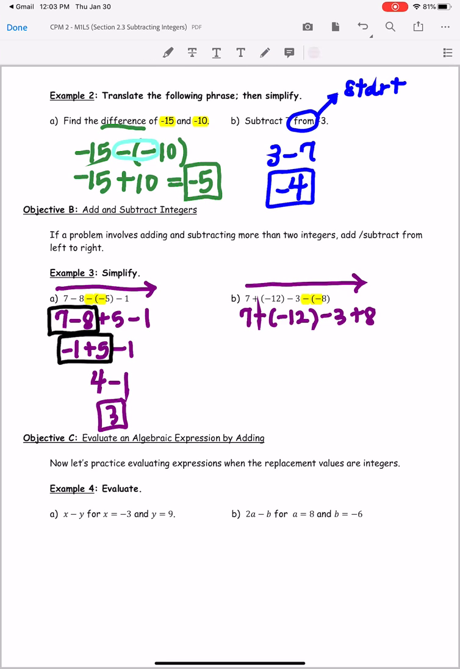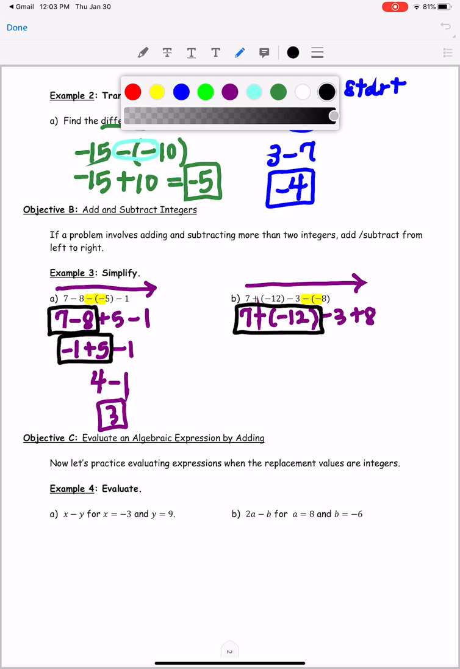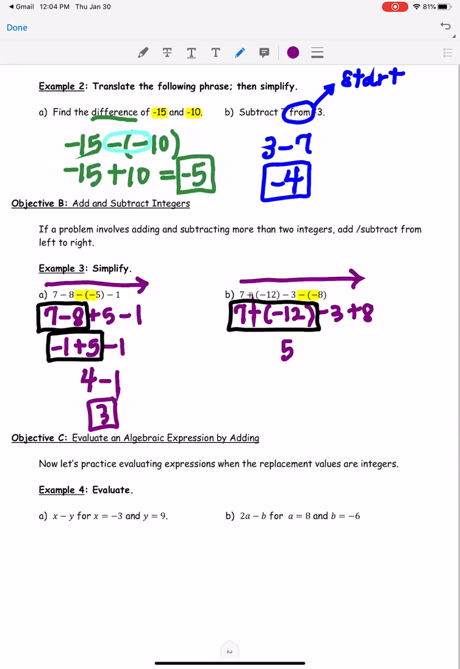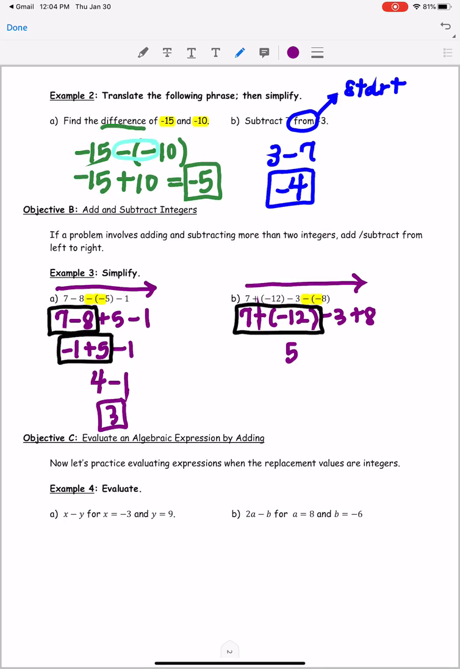First part here, 7 plus a -12. We have different signs, so we're going to subtract. 12 minus 7 is 5. Keep the sign of the bigger number. 12 is bigger, and it is negative. Bring down the rest. So -3 plus 8.